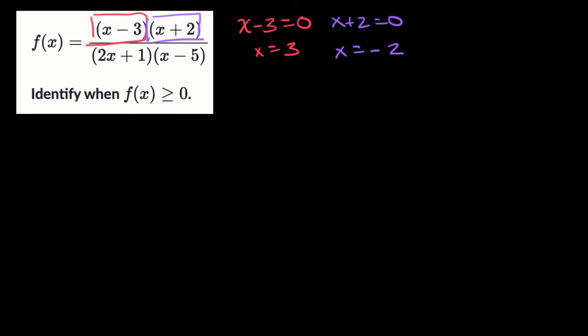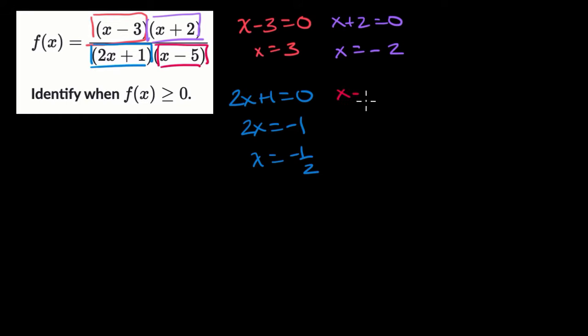So that's when the denominator is equal to 0. So for example, let's look at when 2x plus 1 is equal to 0. That means 2x is equal to negative 1. That means x is equal to negative 1/2. And then last but not least, we could look at when x minus 5 is equal to 0. x minus 5 is equal to 0, or it's at x equals 5.